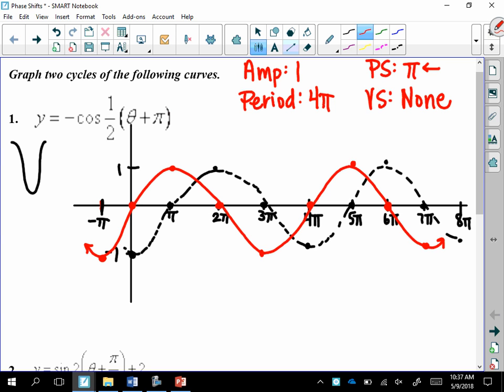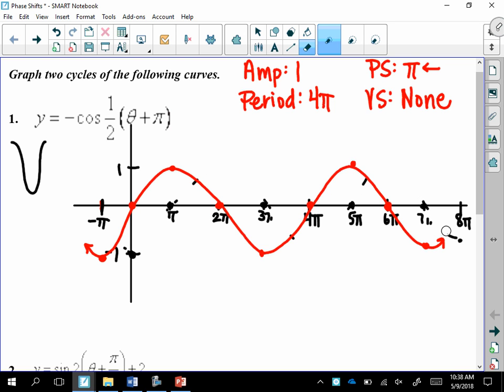So what I like to do is graph it without the phase shift or vertical shift, just by looking at the amplitude and the period, and get a couple cycles down. Then use that shift to move all the points based on the phase shift, or if there were a vertical shift, in the same way, and then draw the graph from there.